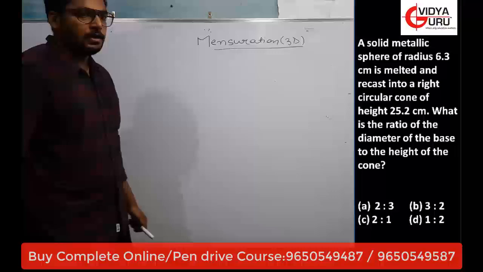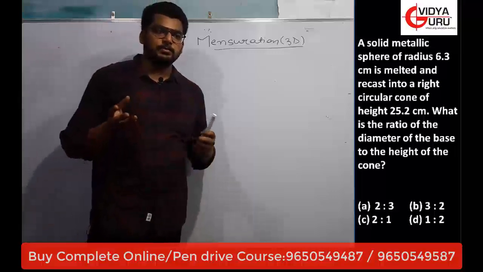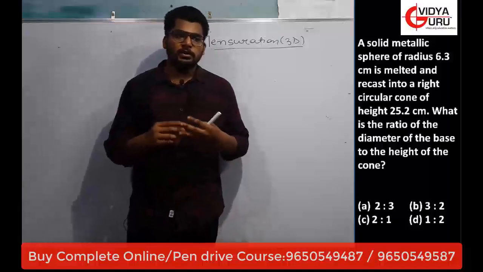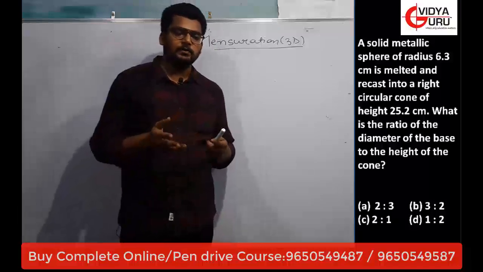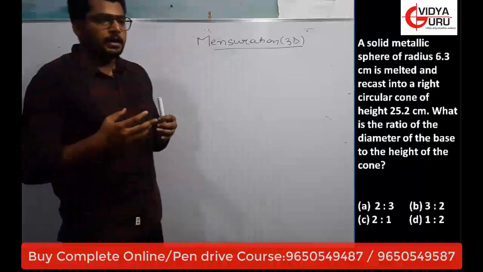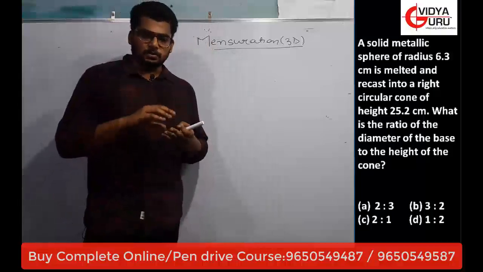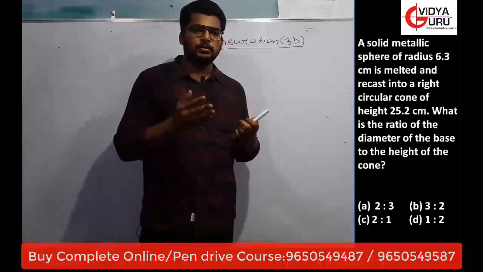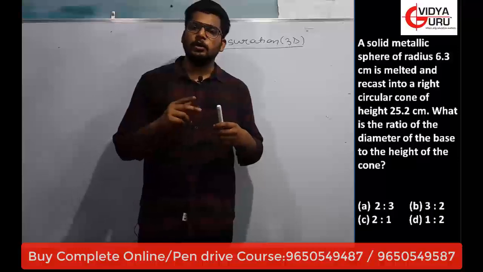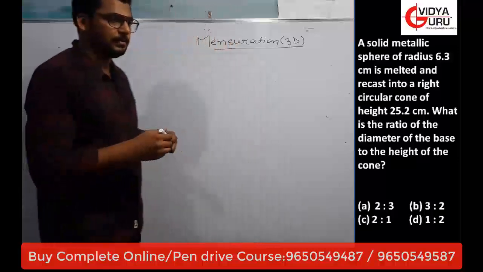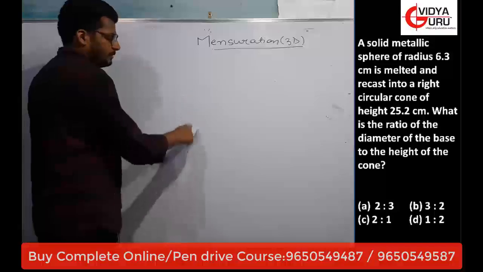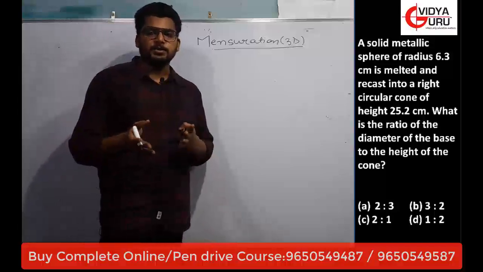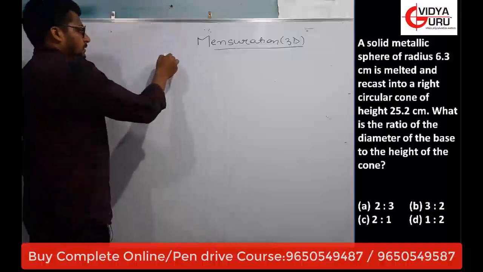What is the next question saying? A solid metallic sphere of radius 6.3 cm is melted into a right circular cone of height 25.2. What is the ratio of the diameter of the base and height of the cone? If some solid body is melted into another body of another shape, in this question a sphere is melted into a cone, then the volume remains the same. Volume always remains the same. So the volume of the sphere will be equal to the volume of the cone. From there I can find the radius and then I can find the ratio of diameter and height.